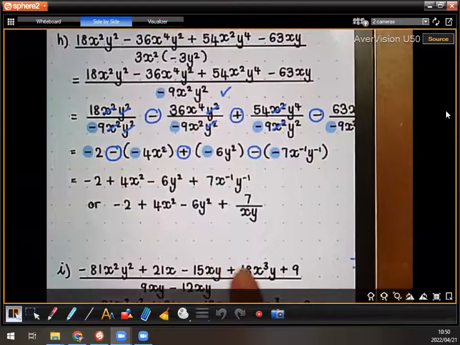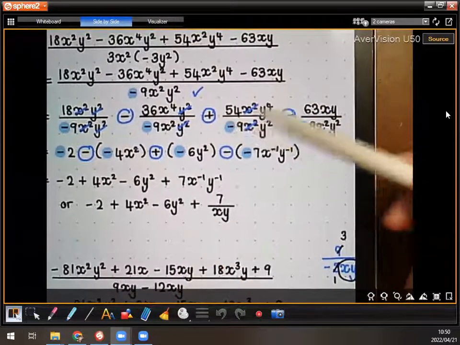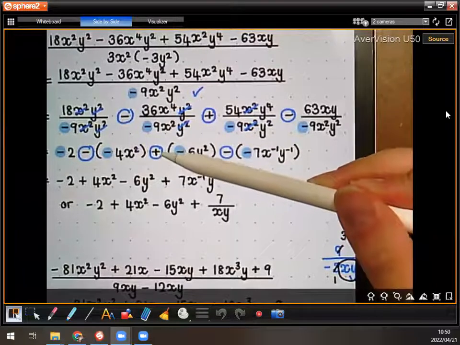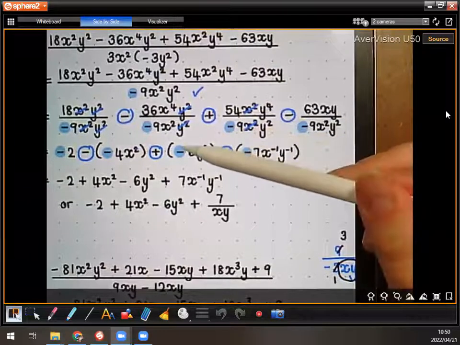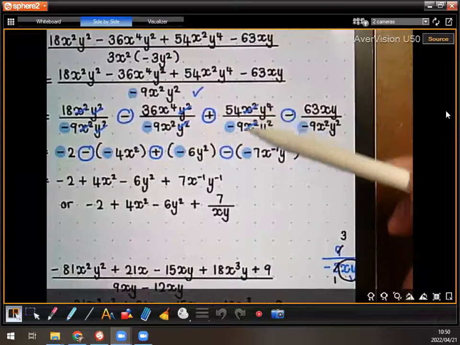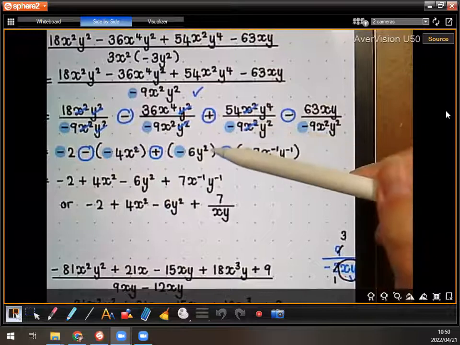Okay, and that's why I did all this circling and highlighting and stuff. For the next term, the next fraction, there was a plus in front, so that plus must now go in front of the answer. Okay, when I do 54 divided by negative 9, that's negative 6. X squared divided by x squared is 1, right? They cancel out. And y to the 4 divided by y squared is y squared.